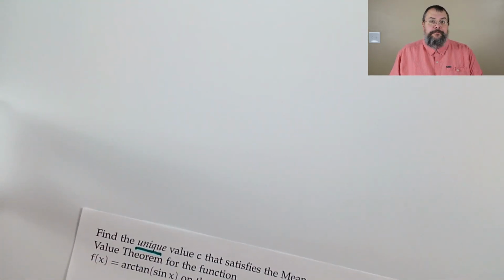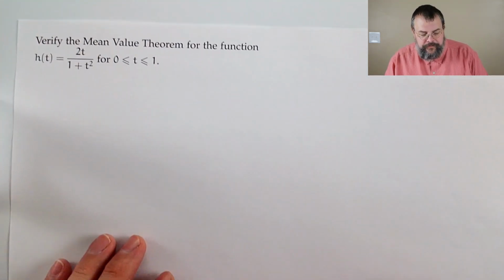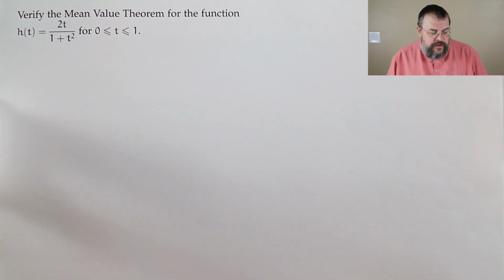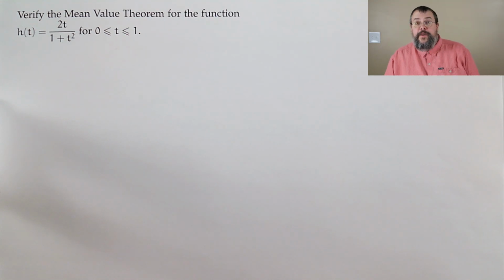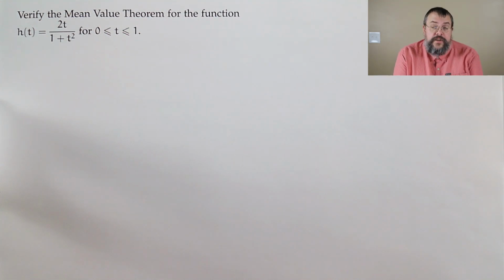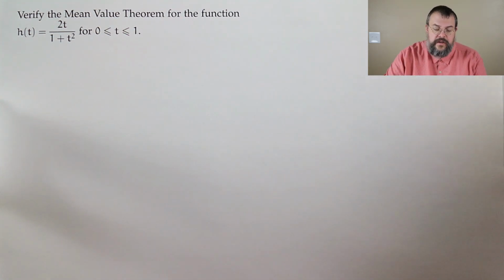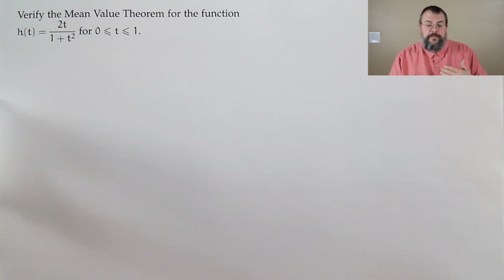All right. Well, do another one. So, do a similar problem. Verify the mean value theorem for the function h of t is 2t over 1 plus t squared. And t is going between 0 and 1. So we kind of have the feel for how these problems go.